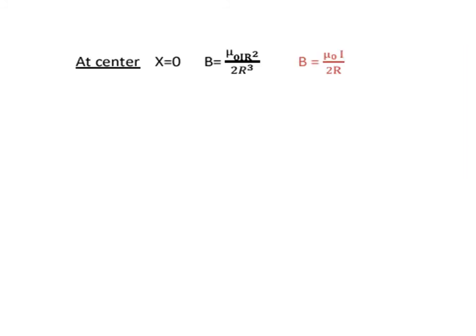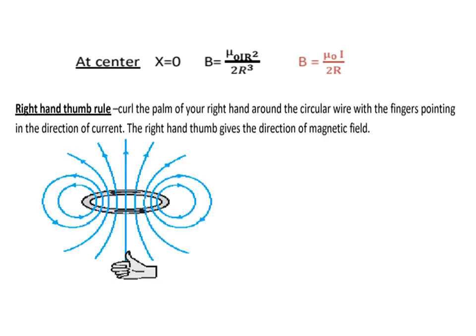Now if point P is at the center of the loop, we can take x equal to 0. Substituting x equal to 0 in the above equation, B is equal to mu 0 I R square by 2 R cube. Cancel R square from the numerator and denominator. B is equal to mu 0 I by 2R. So this is the magnetic field at the center of the loop.